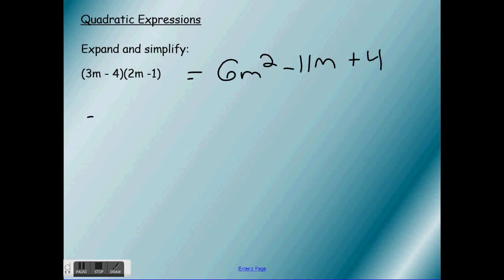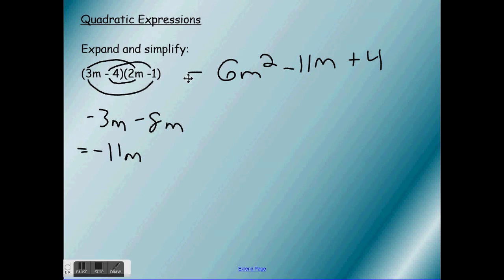So 3m times -1 is -3m. And -4 times that is -8m. So that would give you -11m. So you might have just made a small calculation error. Yeah. For some reason, I have -4. That's why I suggest doing this, so you don't accidentally multiply the wrong things together. Like actually showing what you multiplied together so you don't make the mistake.